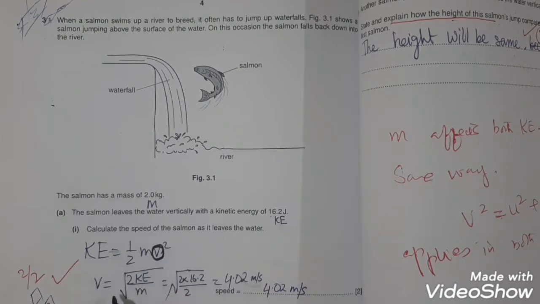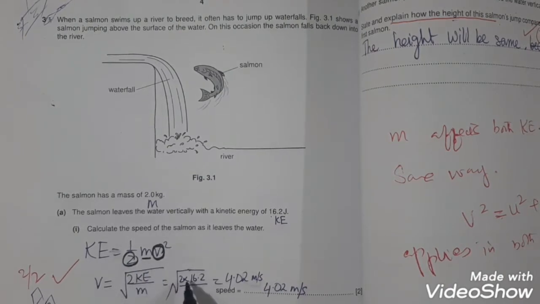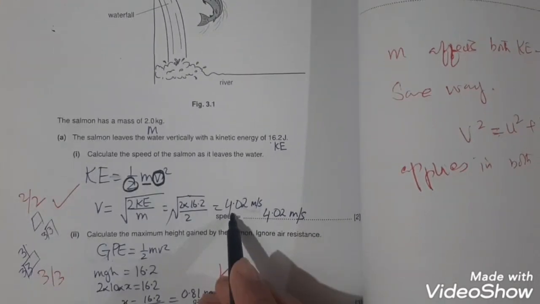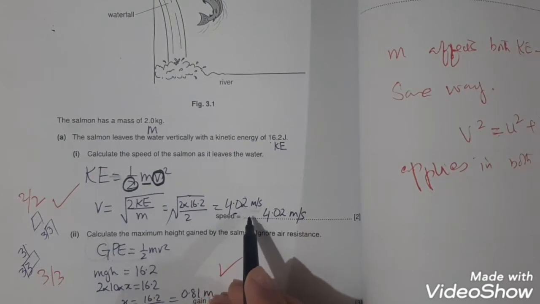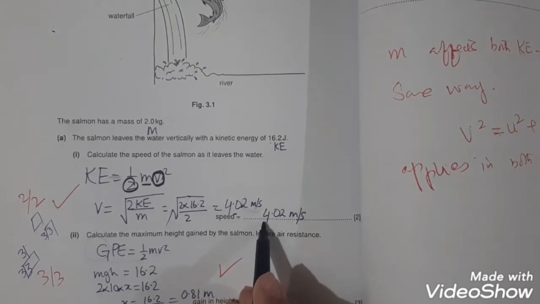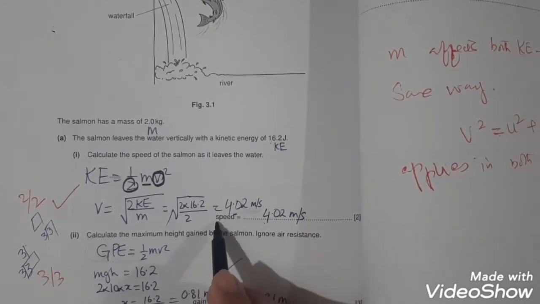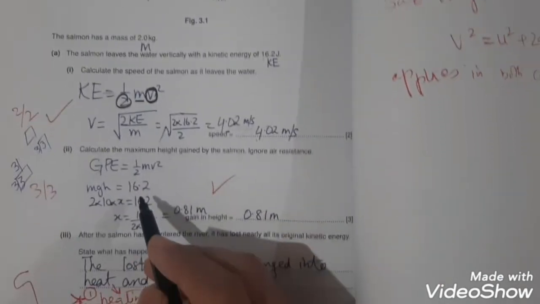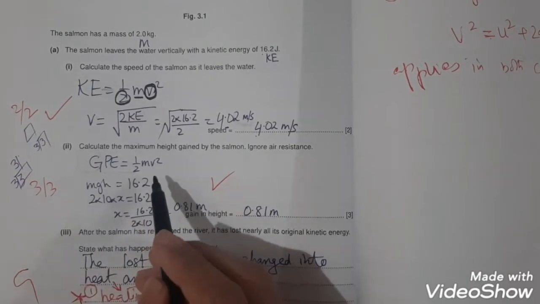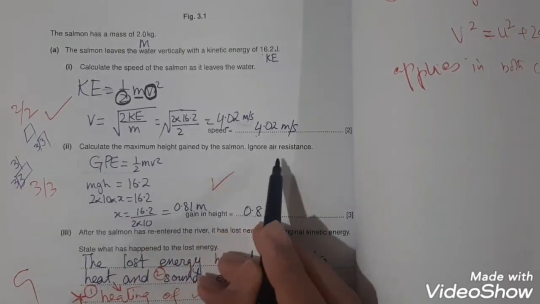So v is equal to the square root of 2 multiplied by KE divided by m, which is 2 multiplied by 16.2 divided by 2, and the square root of that will be 4.02 meters per second. So we write 4.02 meters per second as the speed of the salmon as it leaves the water. Then part 2 states calculate the maximum height gained by the salmon, ignoring the air resistance.